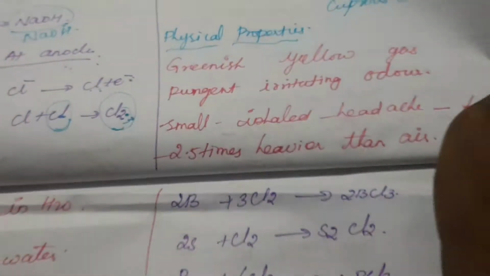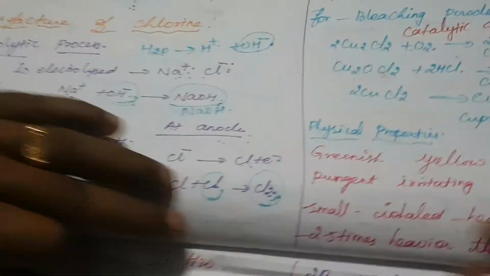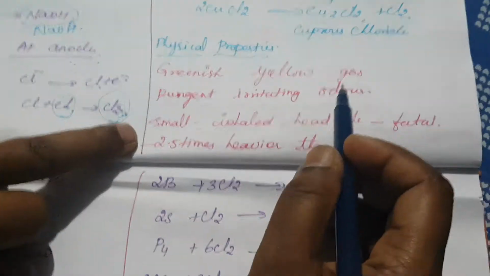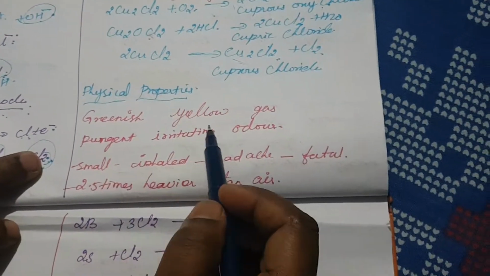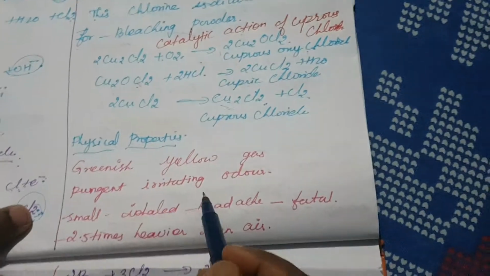Okay, another one. What are the physical properties? Physical properties: it is a greenish yellow gas. It has a pungent, irritating odor. So chlorine gas is greenish yellow in color. It is pungent and irritating.